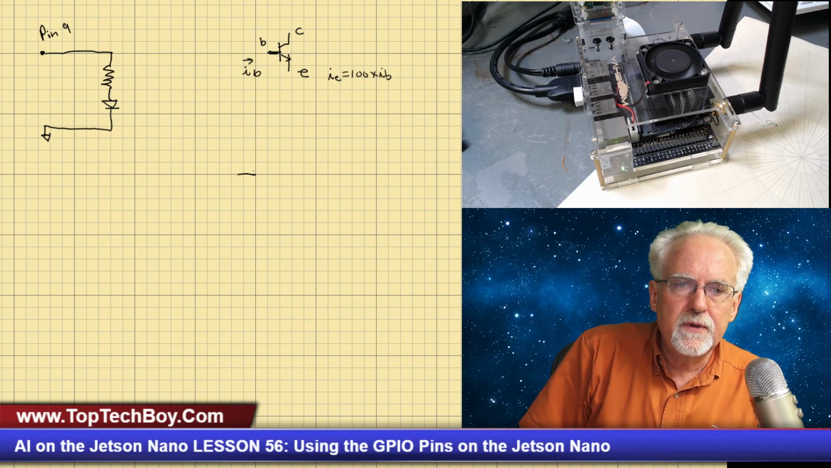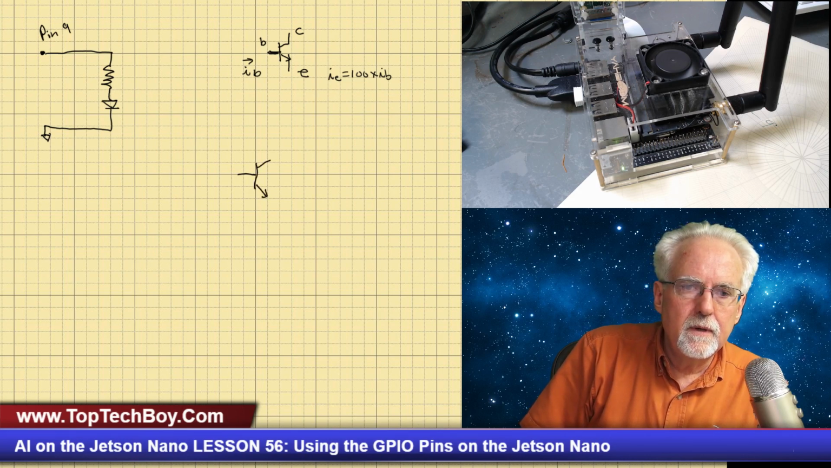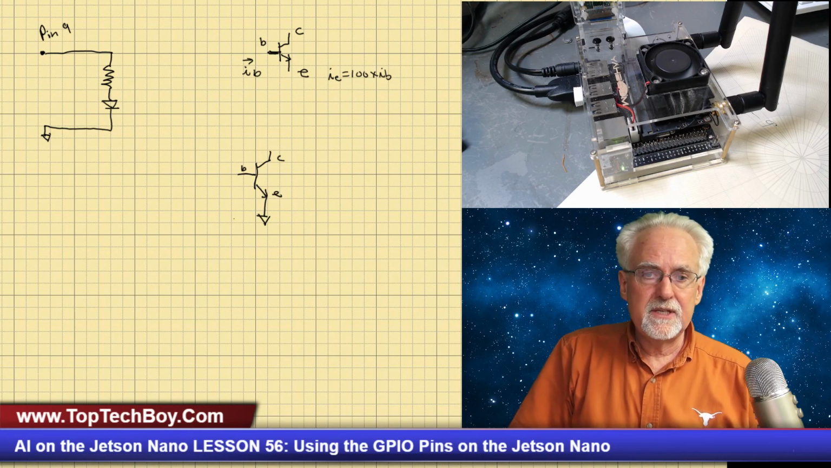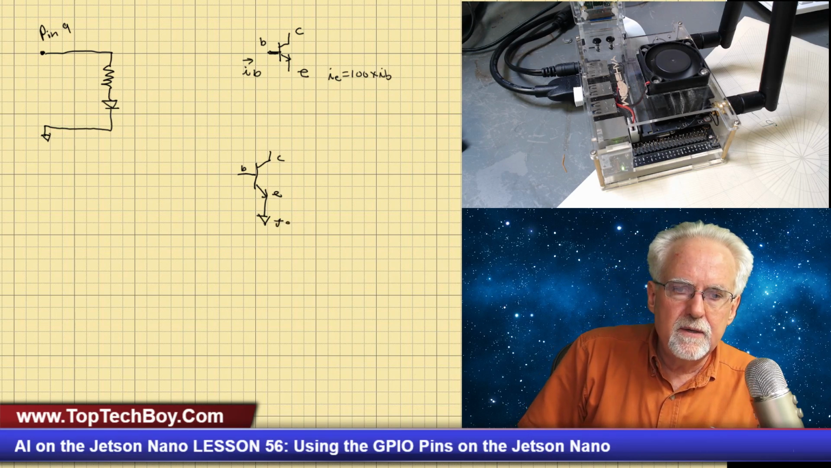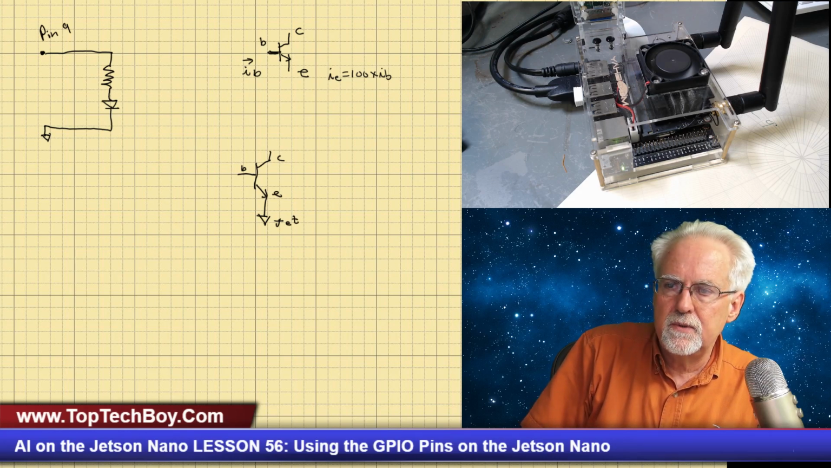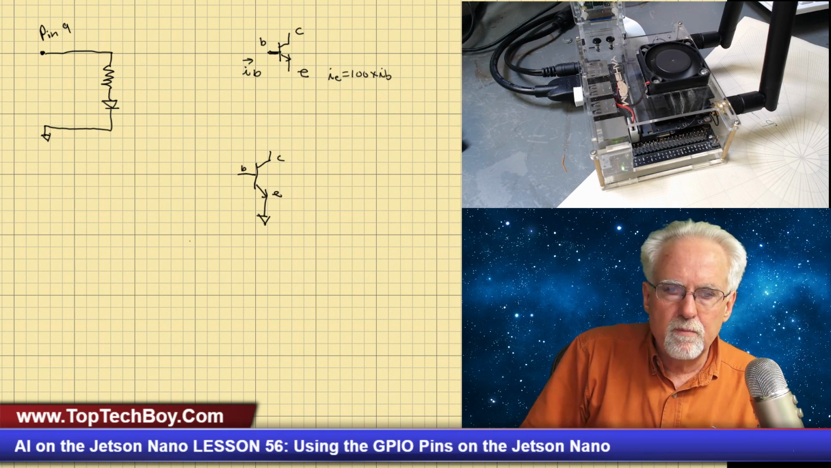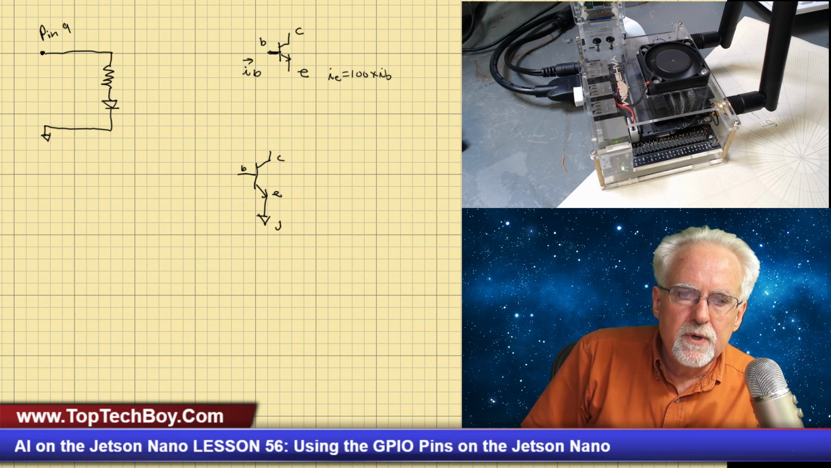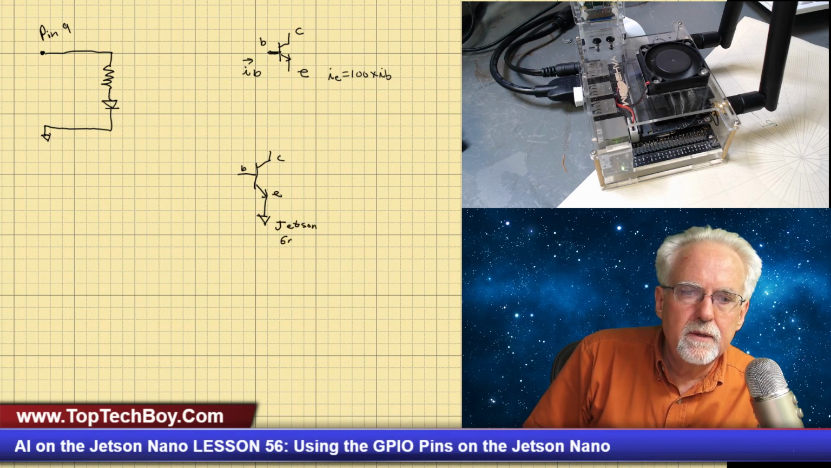And so I will start with the transistor: the emitter, the collector, and the base. And still, as before, we are going to ground the emitter, and this will be the Jetson Nano ground, so this would be connected to the Jetson. That is just too terrible. I wish I could write better on this graphics tablet, but I struggle mightily with that. And so this will be the Jetson ground pin.